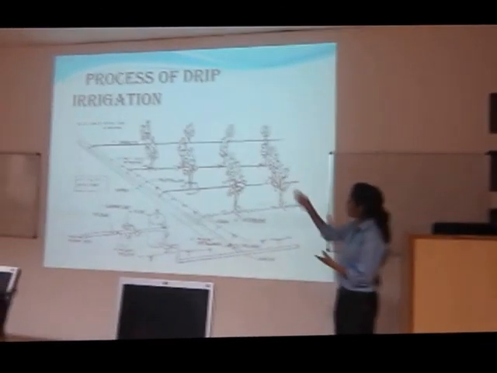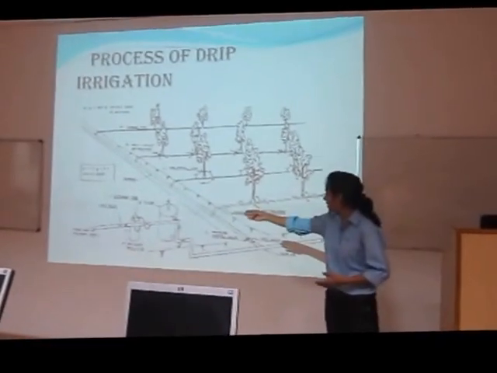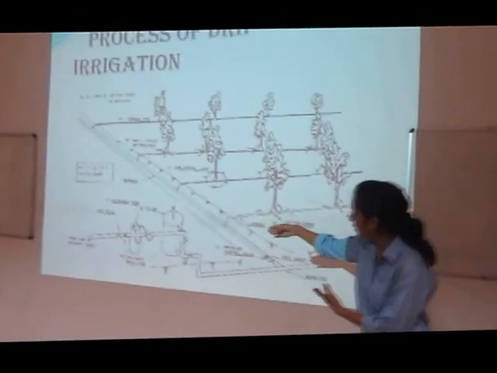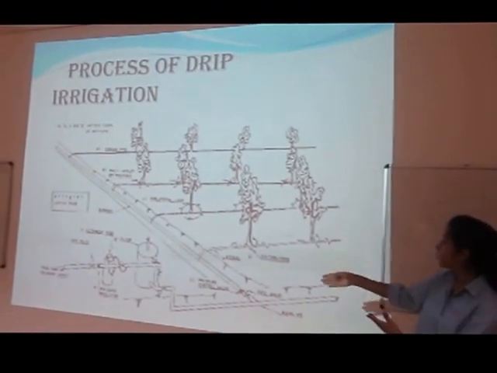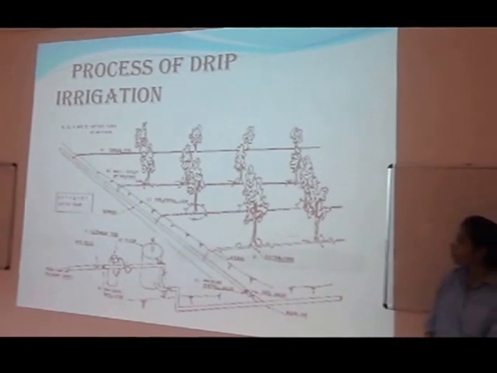This is the process of drip irrigation. As you all can see, the water is provided from the main source to the filter, and then the main pipelines are connected with the sublines, and it goes to the crop, for the crop to grow well.